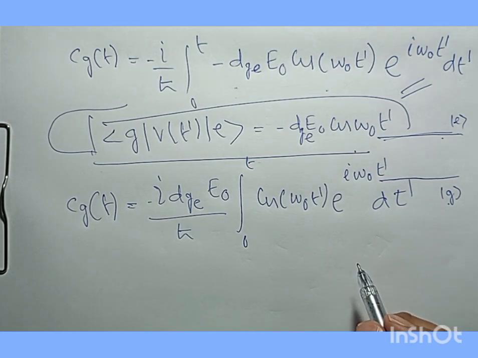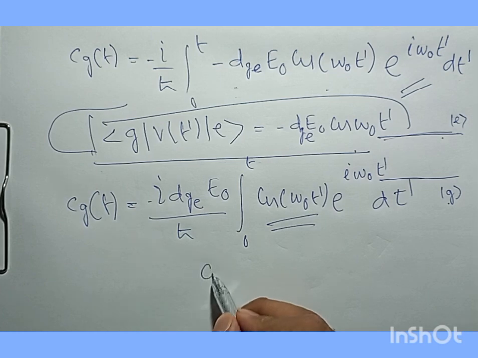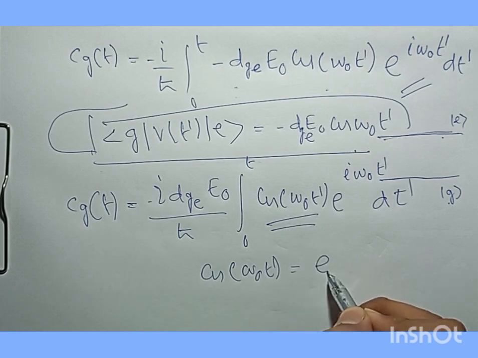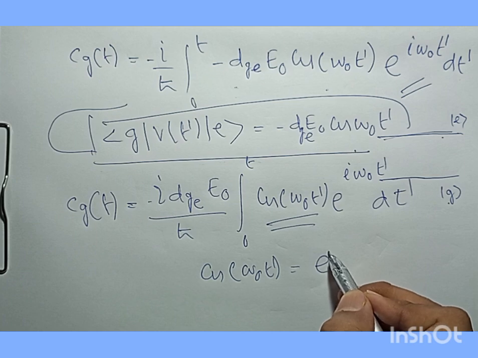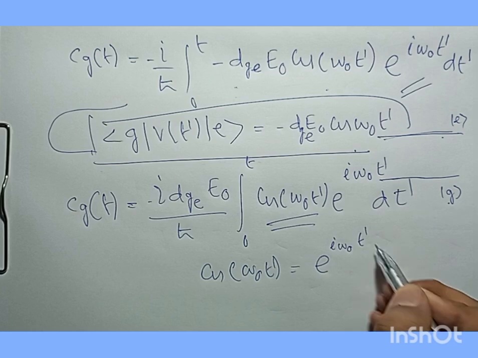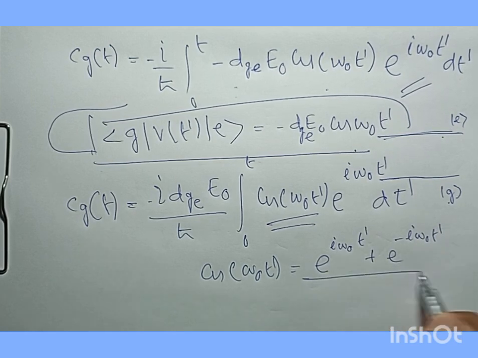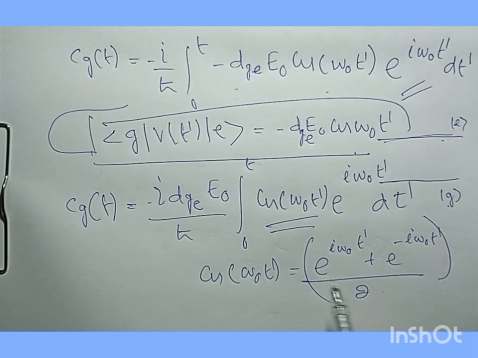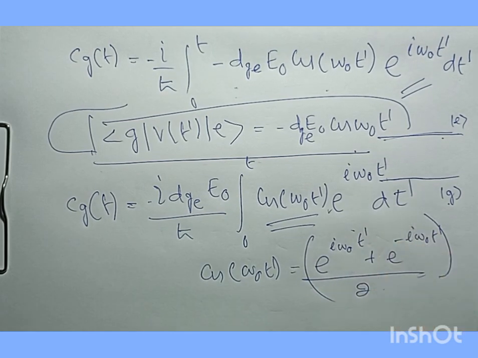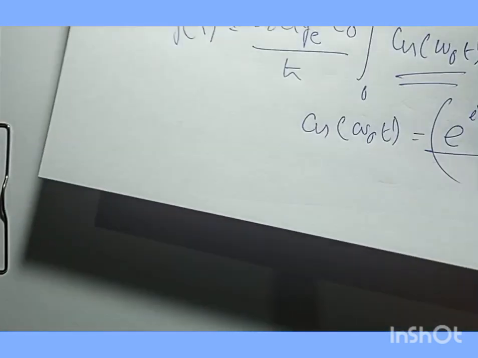And we can again use the trigonometric identity. What's that? For this cos of omega naught t dash, we can use e to the power of i omega naught t dash plus e to the power of minus i omega naught t dash, divided by 2. So now all we have to do is to multiply this with this exponential term. And what we will come up with should be clear.